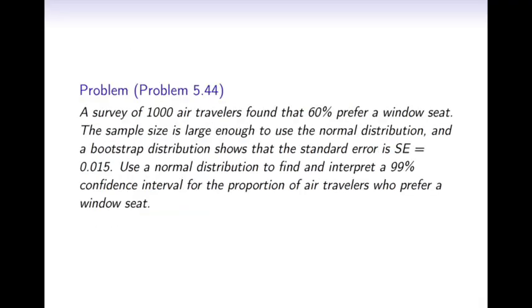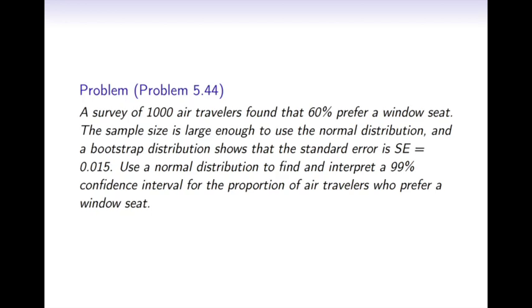Here's a second problem that I want us to study. Again, we'll solve this on the whiteboard. This is problem 5.44 from the text, so if you want to look at that problem for reference, you can find it there. In this problem, a survey of 1,000 air travelers found that 60% prefer a window seat. The sample size is large enough to use the normal distribution, and a bootstrap distribution shows that the standard error is SE equal to 0.015. Use a normal distribution to find and interpret a 99% confidence interval for the proportion of air travelers who prefer a window seat. So we're going to use our methods that we've developed to find a 99% confidence interval.